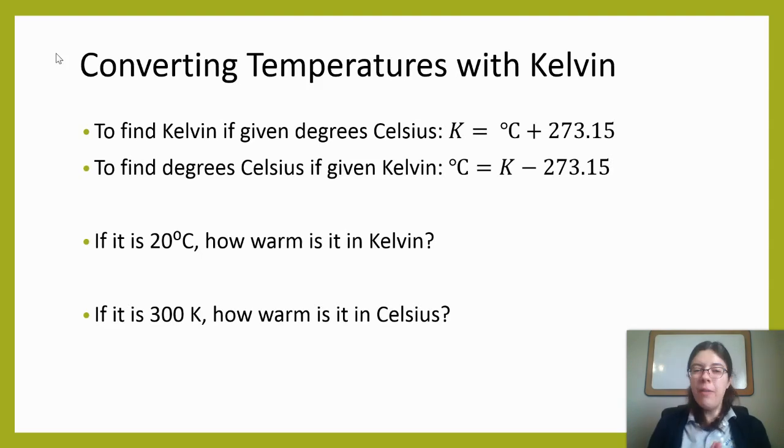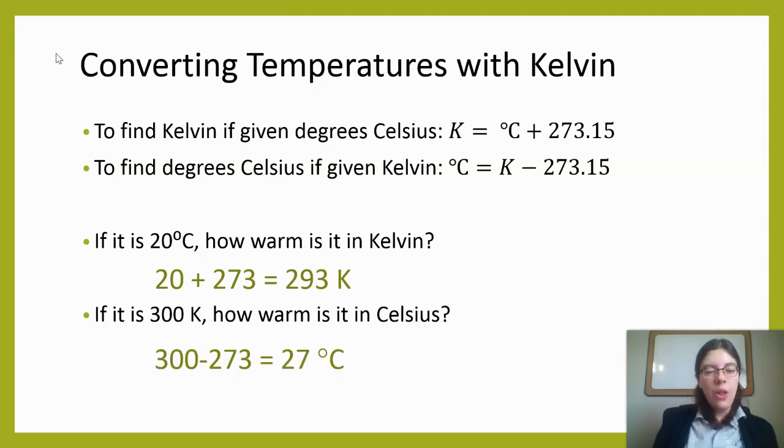So if we want to find Kelvin when we're given temperature in degrees Celsius, we're going to add 273. Now technically it's 273.15, but we tend to ignore that decimal contribution. To find the degrees Celsius, if we have the temperature in Kelvin, we go ahead and subtract 273. So let's go ahead and try two quick examples. So if it's 20 degrees Celsius, how warm is it in Kelvin? Well, I'm going to add 273. So 20 plus 273 is 293 Kelvin. So pretty warm. And then if it's 300 Kelvin, how warm is it in Celsius? So we're going to subtract 273 this time. So 300 minus 273 is 27 degrees Celsius.